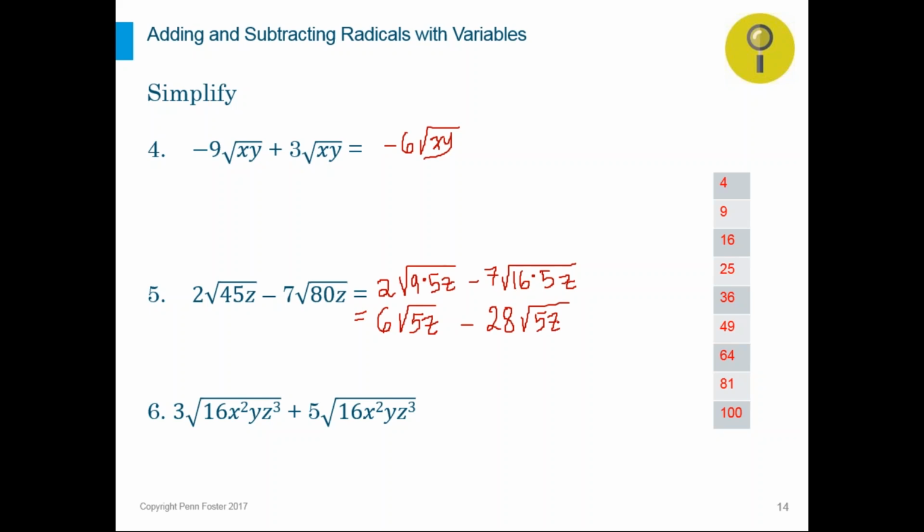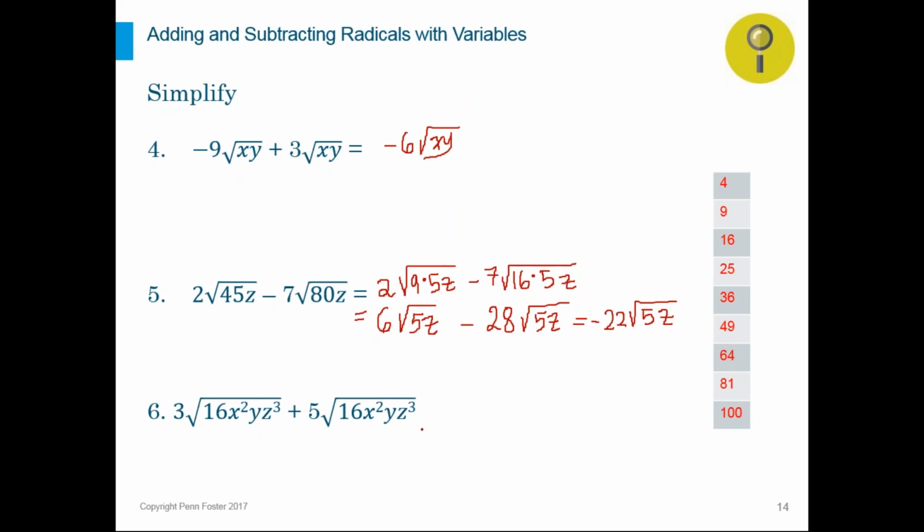Now, after I simplified both expressions, I realized that both expressions in simplest form have the same exact radical part. I am able to subtract. So 6 minus 28 will give you negative 22, the square root of 5z. So the main point of those longer questions is to simplify first and then decide if we're able to perform the addition or subtraction or not.